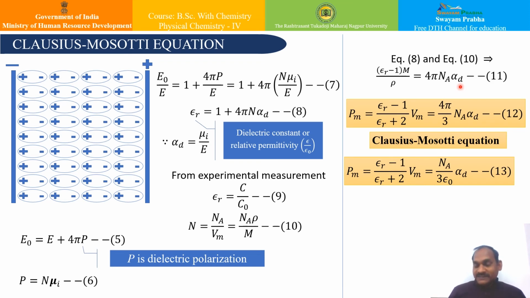Now this equation 11 holds good for gases at very low pressures. Why? Because when the interaction of dipole moments between neighboring molecules is negligibly small, it is applicable. In such cases the basic reason is that the molecules are far apart from each other.